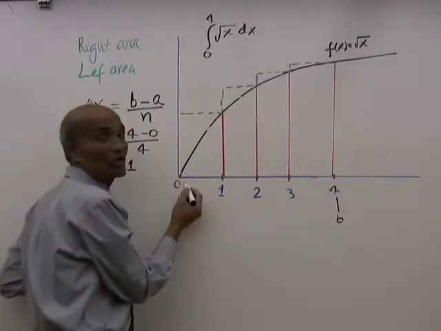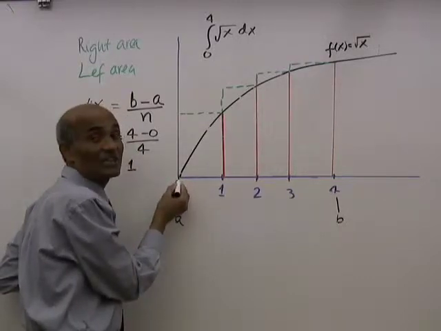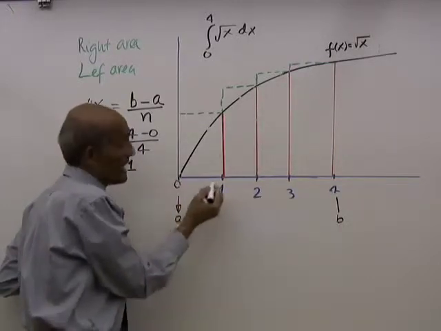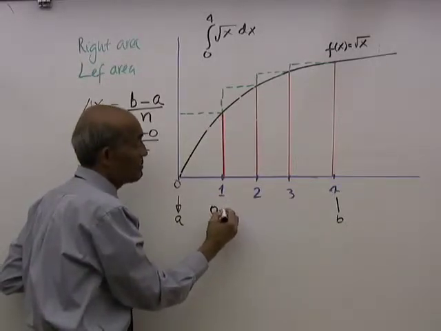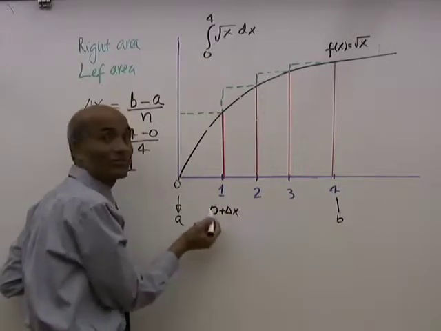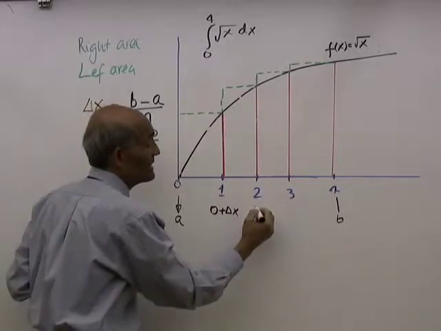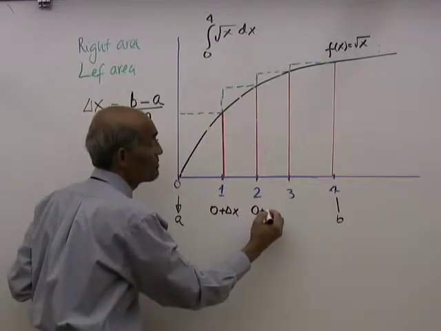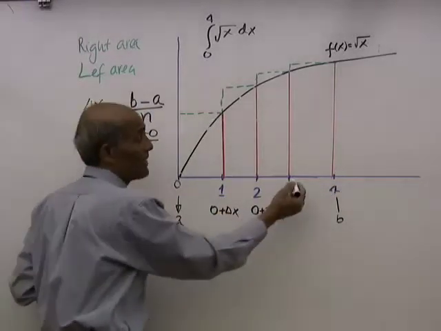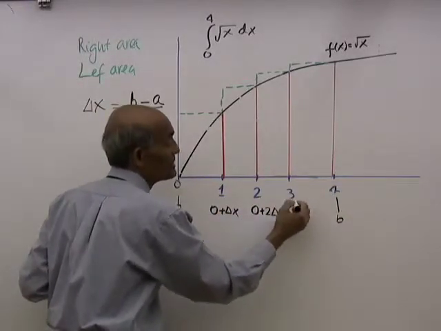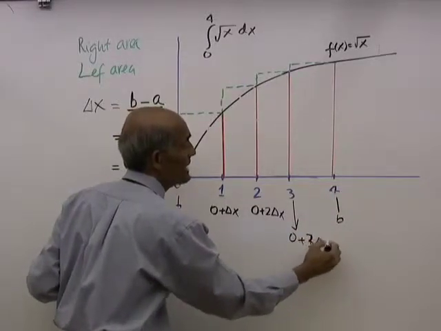Now look at the way I'm going to label each x value. Our first x value is 0. Our second x value will be 0 plus delta x. Is that right? 0 plus 1. Our delta x is 1. And our third x value will be 0 plus 2 delta x. Is that right? Our fourth x value will be 0 plus 3 delta x, and so on.